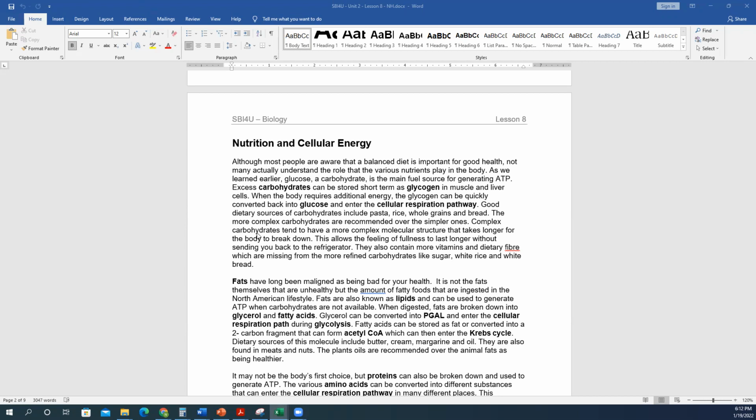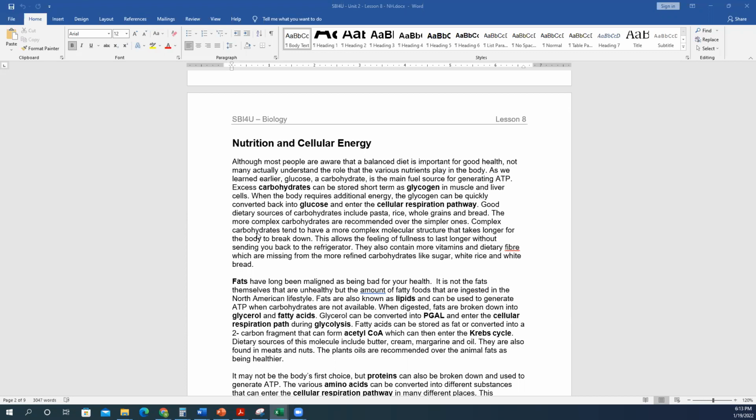So first, let's talk about nutrition and cellular energy. Most people, like yourself, are probably aware that you need to have a balanced diet, and that's very important for good health. But not too many people actually understand the role that these various nutrients play on a cellular level in our body. As we've learned earlier, for example, glucose is a carbohydrate. It's the main fuel source for generating ATP.